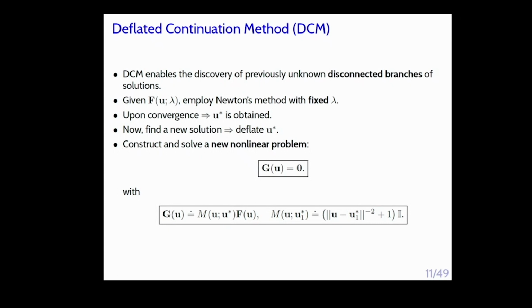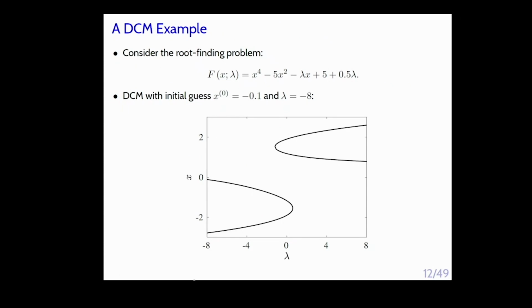Okay, you just combine the idea of deflation and continuation here. So for example, here we know that we have those two branches, right? If you pick deflation, let's say you pick an initial guess, x naught equals minus 0.1 and lambda equals minus 8. I'm just fixing lambda here. So Newton's method will converge to this solution because I'm pretty much far to this point. Okay? If I deflate this solution, I'm going to find then this solution.